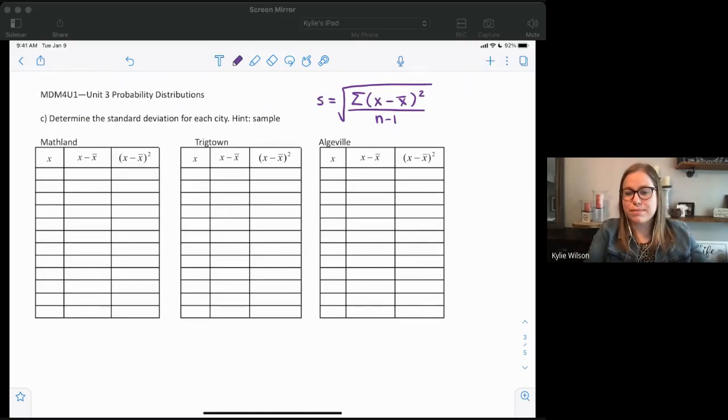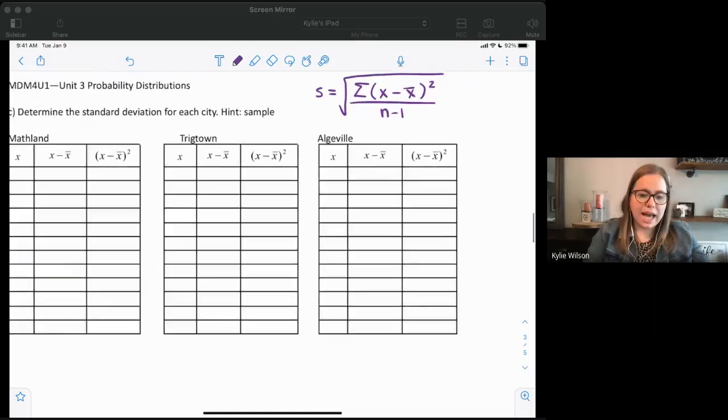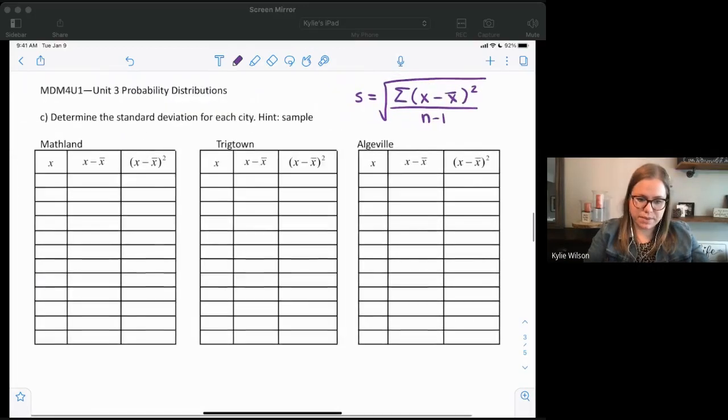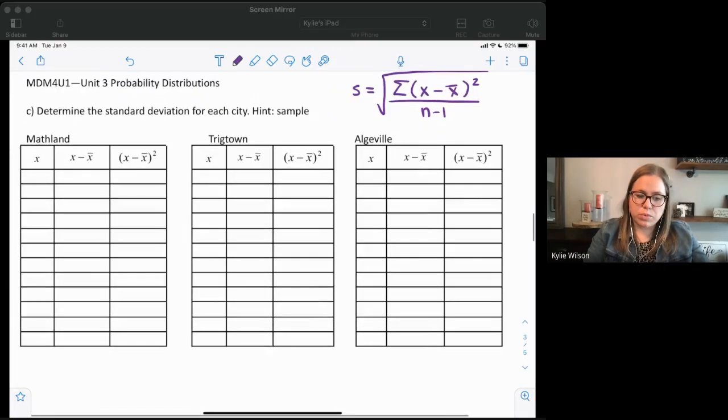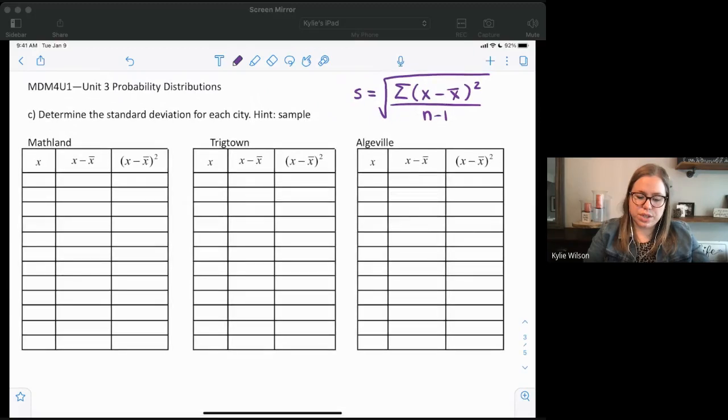So for our standard deviation, this is our formula. Again, we're using a sample here. So we're going to find all of our values, subtract the mean, square it, add them all up, divide by n minus 1, and then square root it. So I'm going to show you how to break down all of these steps just to keep ourselves organized and ensure that we're doing all of the steps without getting too jumbled because there's a lot going on here.